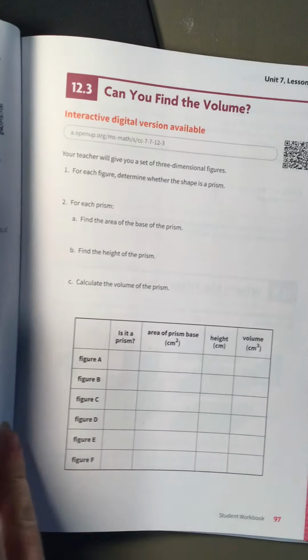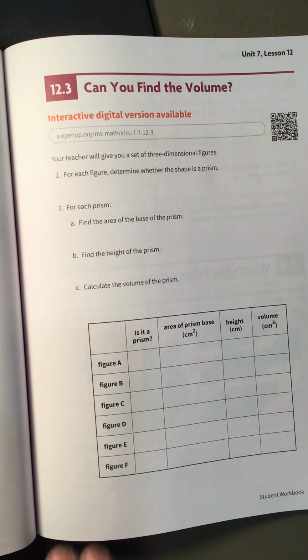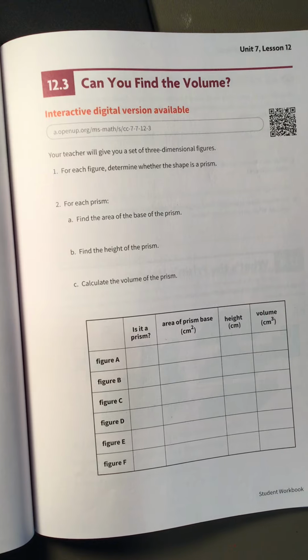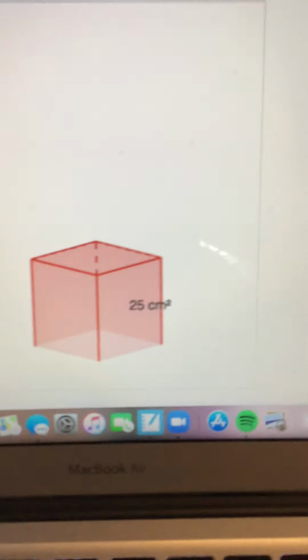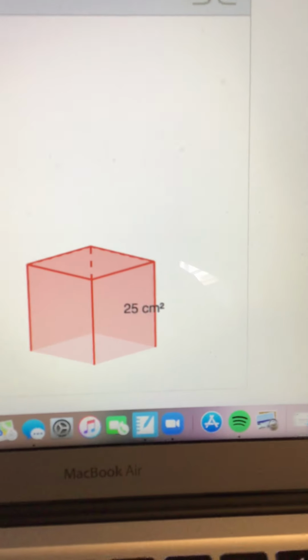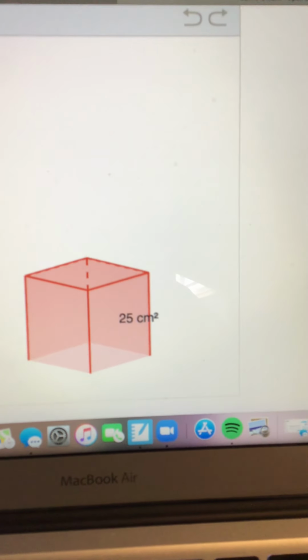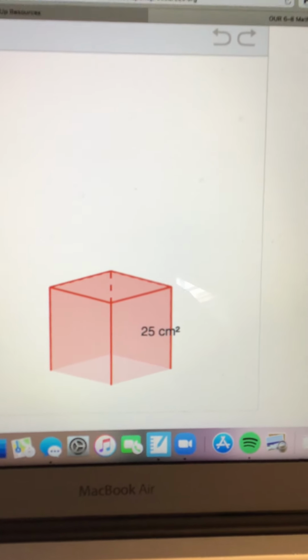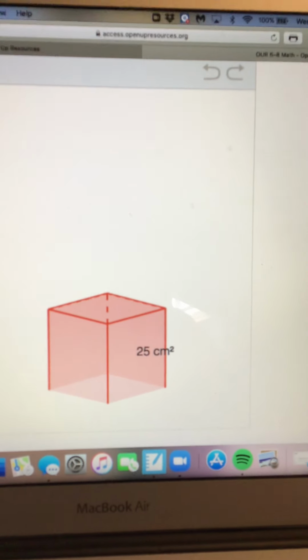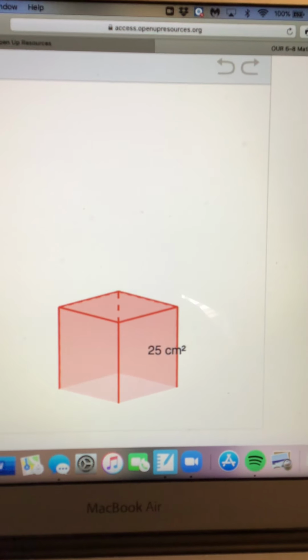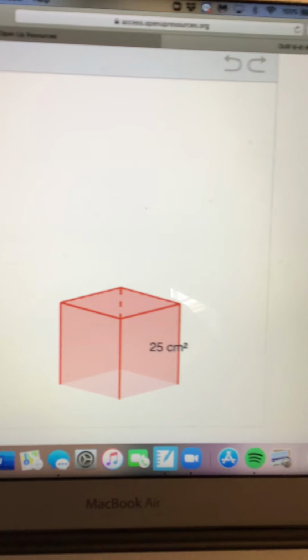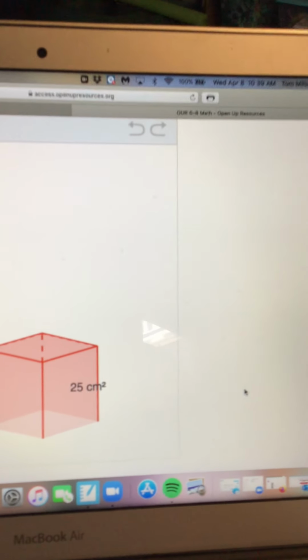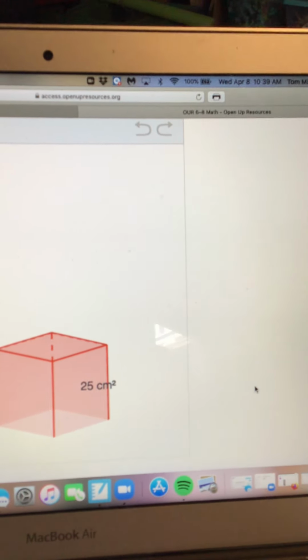Okay, so let's take a peek at the first one. Again, I'm going to take you to the computer. Don't get motion sickness or anything on me. Okay, so here's the first shape. Is that a prism? Is the top and bottom the same? If I would cut a horizontal cut through there parallel to the bases, would I get the same shape? And hopefully you're saying yes. Yes, I would get a square. So on your chart there, is it a prism? Yes. What is the area of the base?